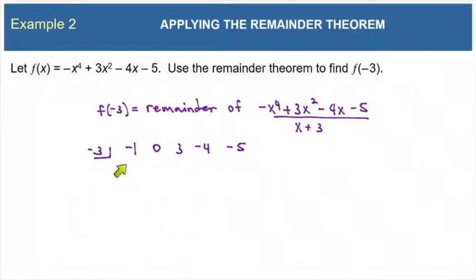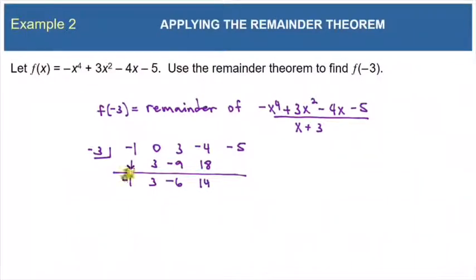Now leave your blank line, and then draw your equals line and pull down the first coefficient, and now multiply. So -3 times -1 is +3. Now add. 0 plus 3 is 3. Now multiply. -3 times 3 is -9. Now add. And we get -6. Now multiply. -3 times -6 is +18. And add.